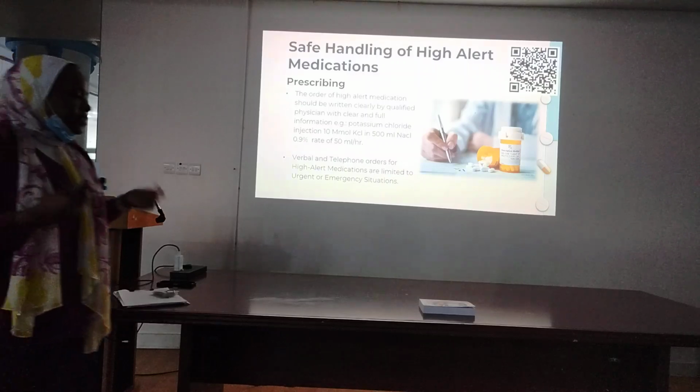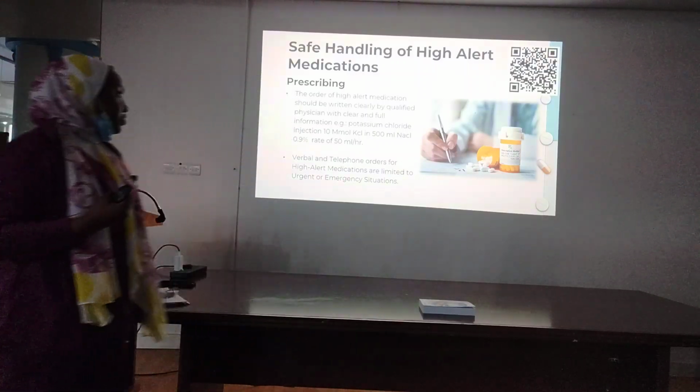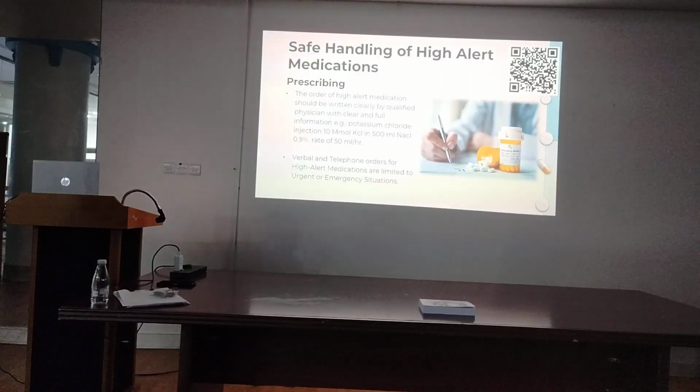When it comes to prescribing high alert medications, these medications should be prescribed clearly, okay? They should have a very clear prescription. For example, potassium chloride injection, 10 millimole. This is the concentration. KCl in 500 ml of normal saline 0.9%, with the exact rate that we need to give for the patient. Okay, so KCl, just BID, is not allowed.